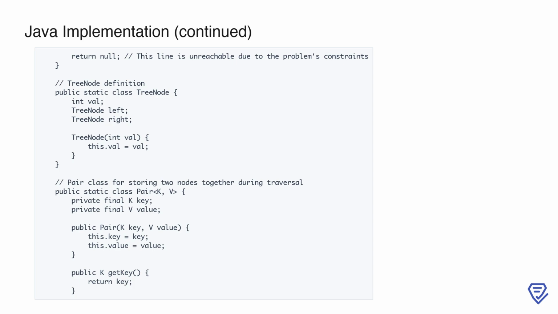Now, the return statement at the end of the method is technically unreachable under the problem's constraints, because the problem guarantees that the target node always exists in the original tree, and hence it must have a corresponding node in the clone tree. Moving on, we also define the TreeNode class, which represents the structure of a binary tree node. Each node contains an integer value, as well as references to its left and right children.